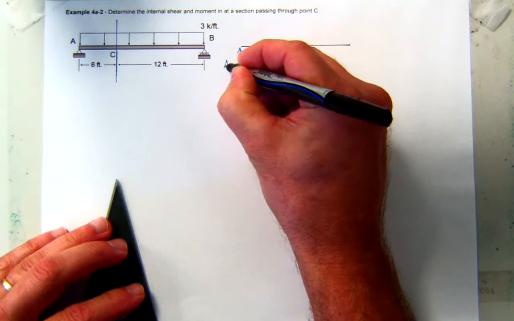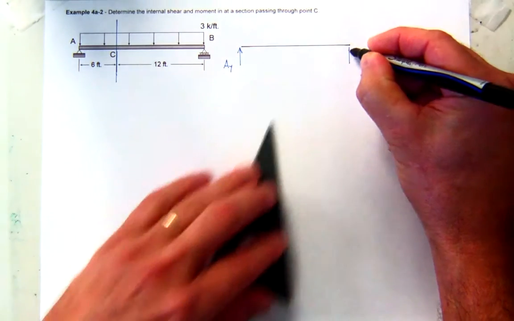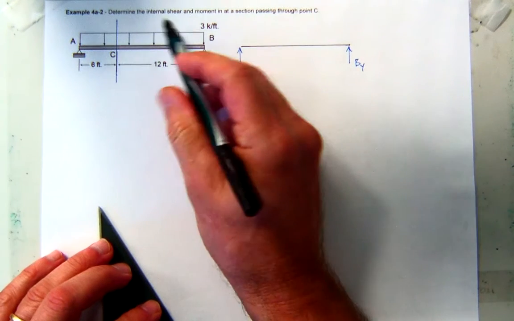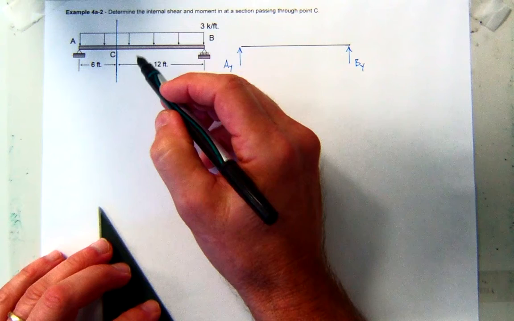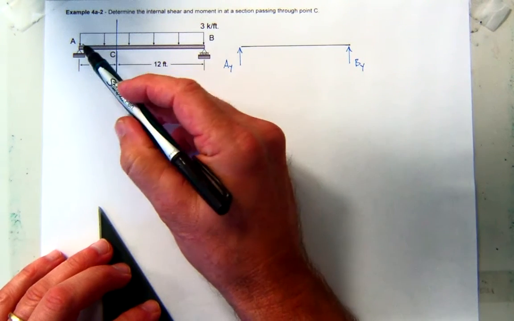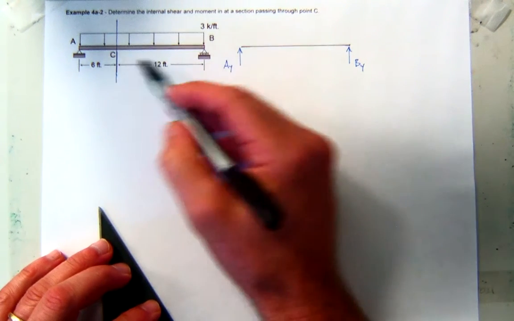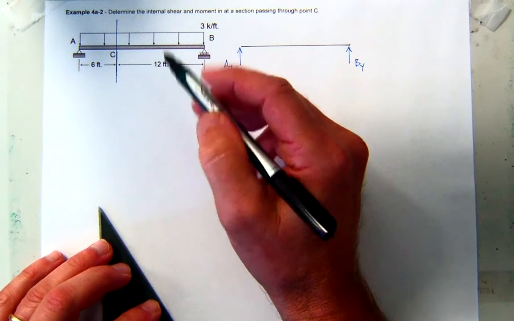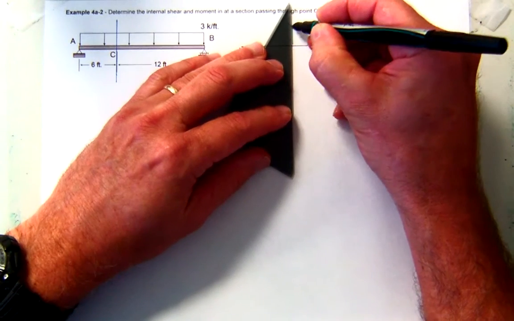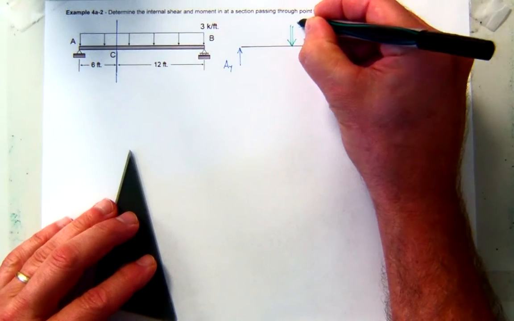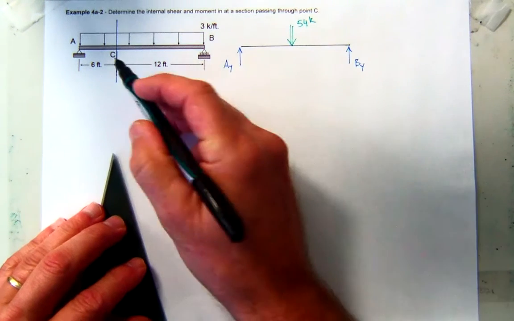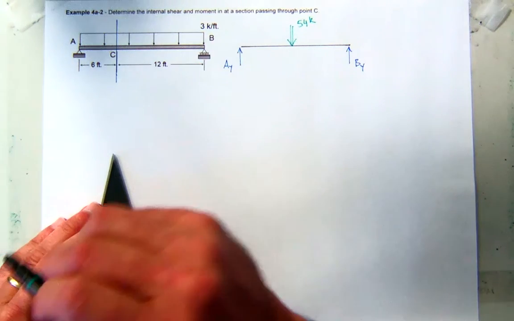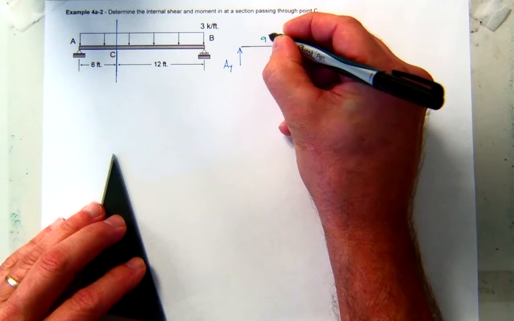So I'm just going to say I have a reaction AY here, a reaction BY there. And to manage the uniform load, I'm going to replace it with a concentrated load that is equivalent. And all I need to know is the area under the curve. What's a rectangle? So this is going to be base times height. That's 18 times 3. Is that 54? Yeah. So there's my equivalent load, which will be 54 kips, and it'll be in the center of this value. The centroid of the rectangle is in the center, so half of 18 would be 9.